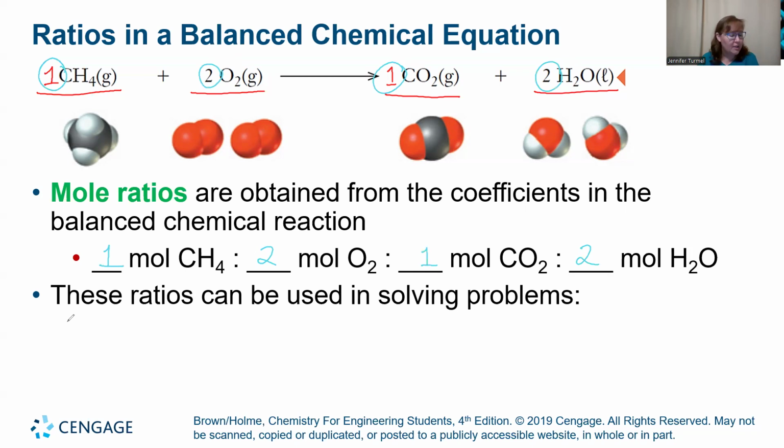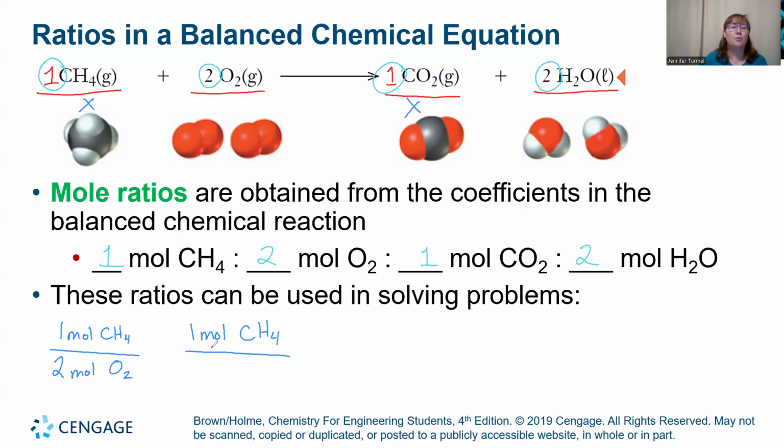So the mole ratios that we can make from this include the following. We have 1 mole of CH4 to 2 moles of oxygen. And then we can make the next one. What we're doing is comparing these two here. Now let's compare these two, CH4 and CO2. That means that we'll have 1 mole of CH4 to 1 mole of CO2.